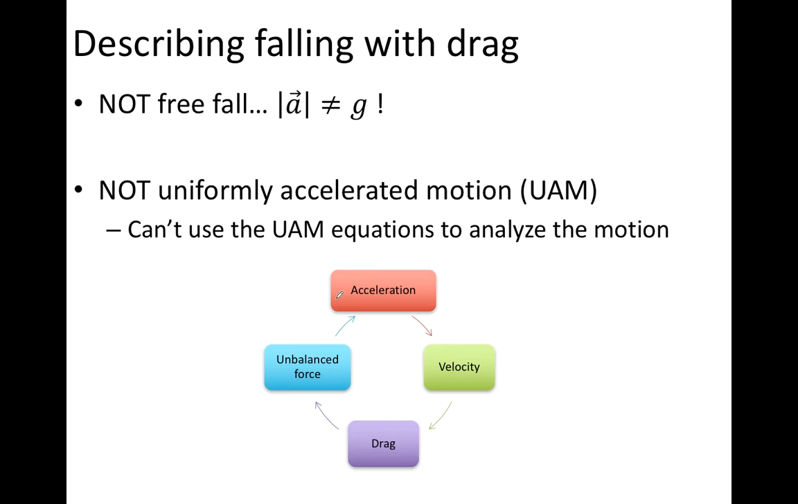And it's sort of like a feedback loop. The acceleration affects the velocity, but then the velocity affects the drag. But then the drag affects the total unbalanced force acting on an object, which in turn affects the acceleration. And so there's this feedback loop that continues. One thing affects the other. And so the acceleration and the velocity in turn kind of affect each other. So we can't use the equations, but we can talk about what the motion looks like.